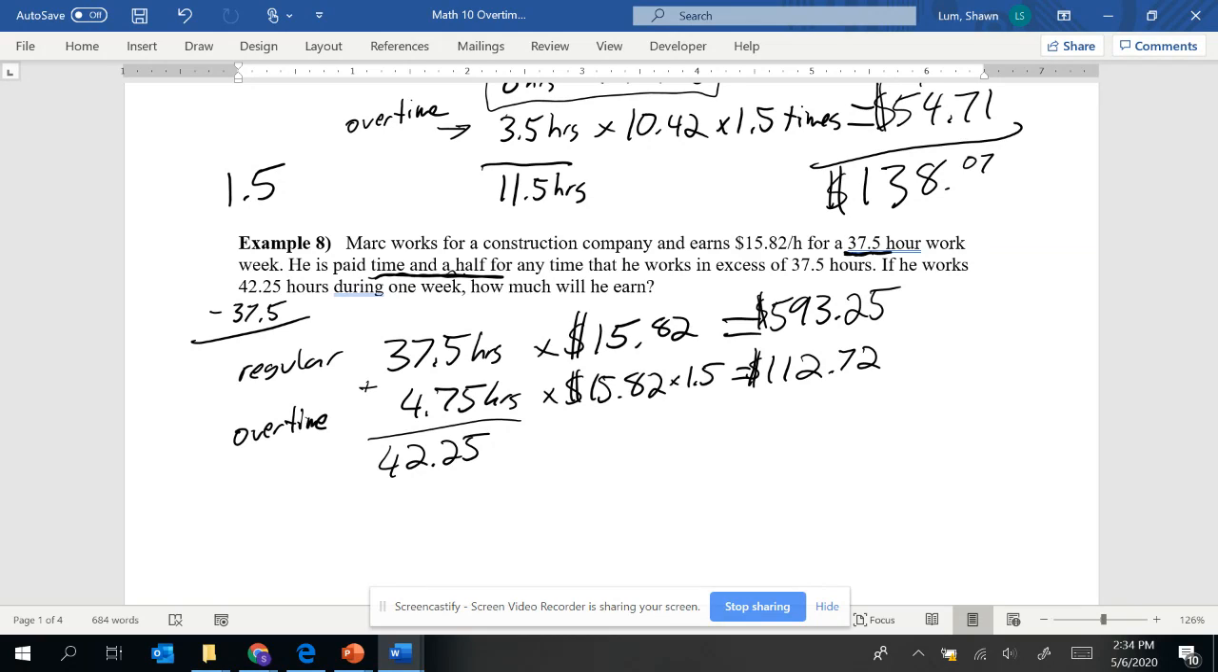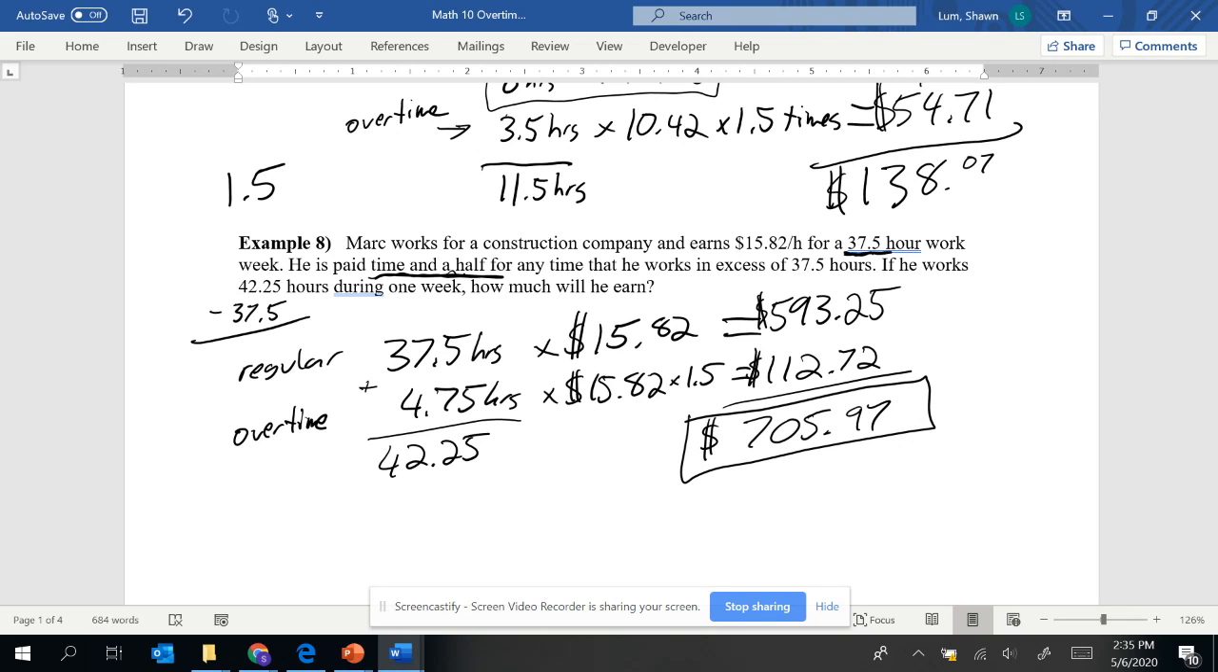Oh yeah, 4 point... And little calculator mishap. 593.25 equals, and then the total is 705.9675, or I'm just going to say 705.97. So that is how much he will earn in that 1 week.